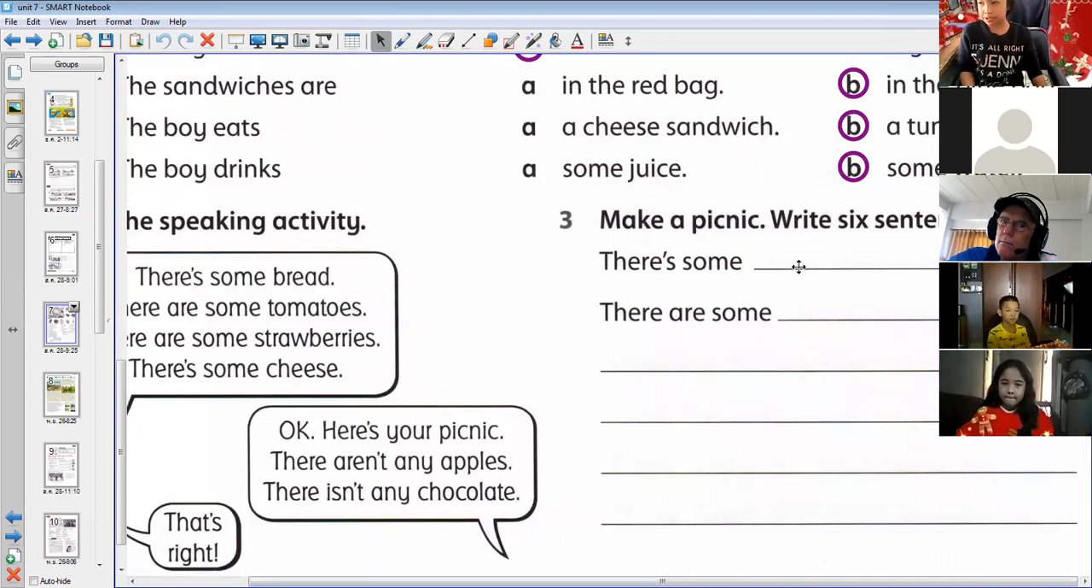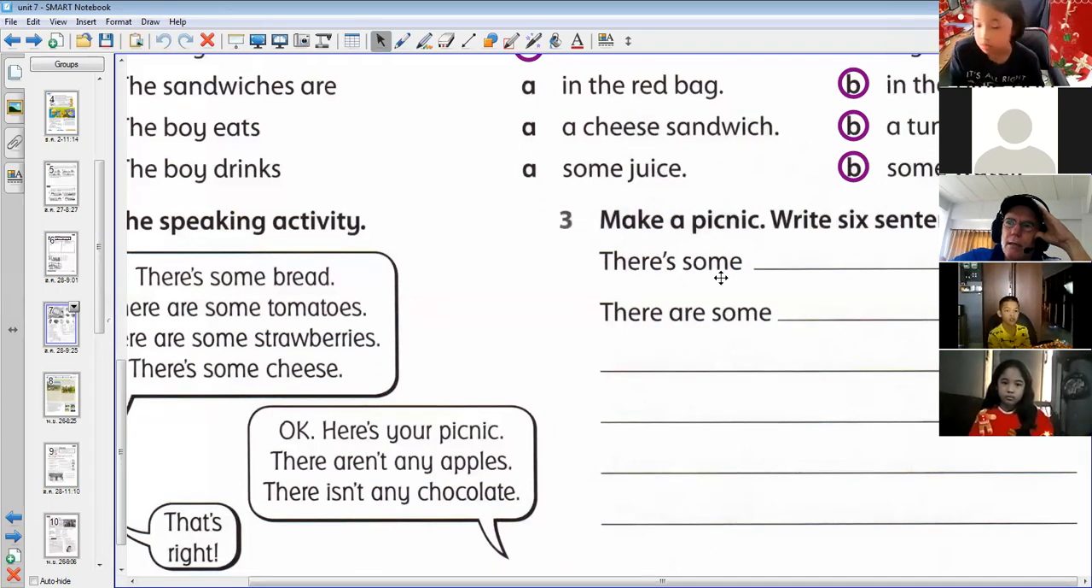Now, who can think of something? There's some. Who can think of a sentence? Speaking. Who can think of a sentence? There's some. It's up to you. Your picnic. Anything. Anything you like or anything you think you might take for your picnic. There's some. Can somebody say? Anda, what would you say? There's some. There's some cake, some sandwiches, and some cheese.